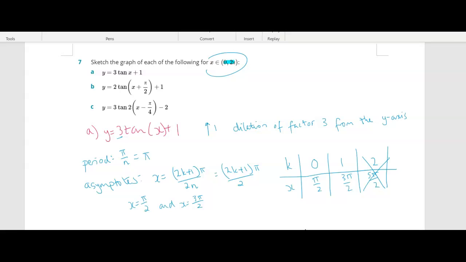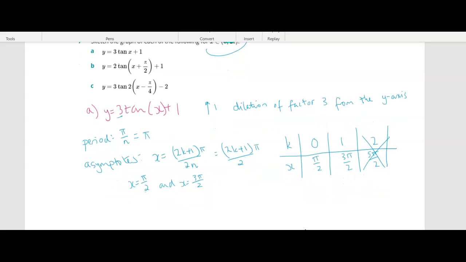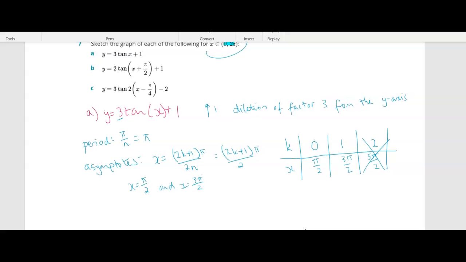We do need to look at our endpoints though. Our endpoints aren't going to be asymptotes, they're going to be points. So we do need to take them into consideration, so I might do them now. So endpoints, the first one is at x equals 0. When x equals 0, what's tan 0? All right, tan 0 is 0. So when x equals 0, y equals 1.